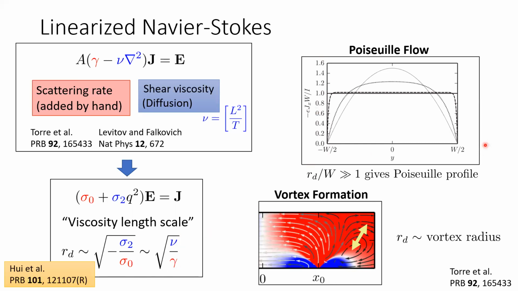So in a rectangular geometry, where W is the width of the channel, when R_D is very small, you'll recover a rectangular ohmic profile, whereas when R_D is very large compared to the channel width, you'll recover the parabolic flow profile of Poiseuille flow. Moreover, in these current injection geometries where you generate these vortices, R_D is what controls the radius of the vortex.